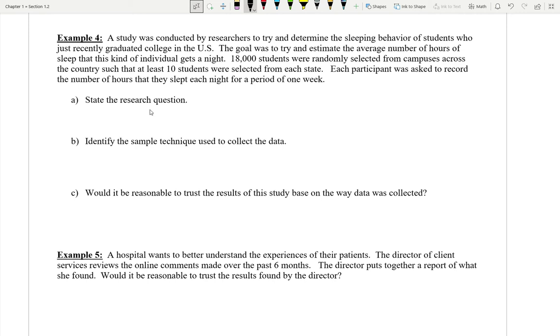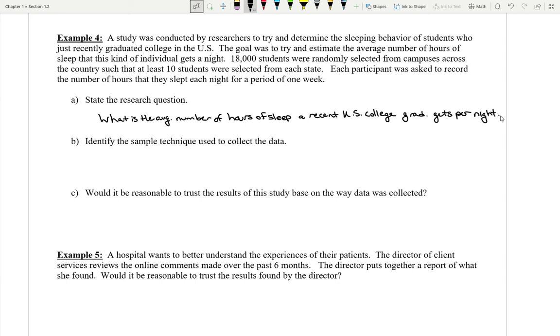Okay. Now, when we come here to part A, just first off, what in the world is this question even about? What is the goal of the researcher? What is it that they're trying to find? And this is actually pretty easy to identify because notice right here it says the goal was to try and determine. Okay, so we really wanted to know what is the average number of hours of sleep a recent US college graduate gets per night, right? That was the idea. What is this average? Is it an average of 5 hours, an average of 10 hours, somewhere in between?